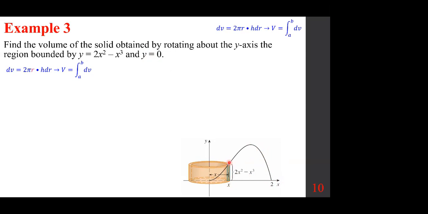Again, pick up a typical strip and revolve it about the y-axis, and it gives you a hollow shell, if you will, a cylindrical shell. And we are going to use 2 pi r h dr. So clearly, this is r, this is h. So r is x and h is y, or 2x squared minus x cubed.